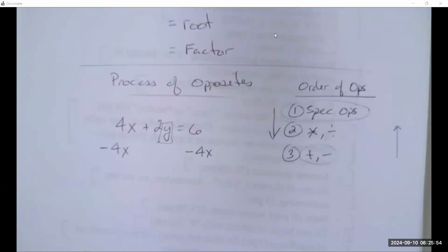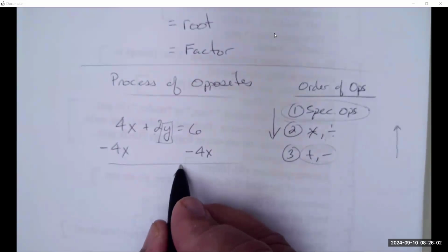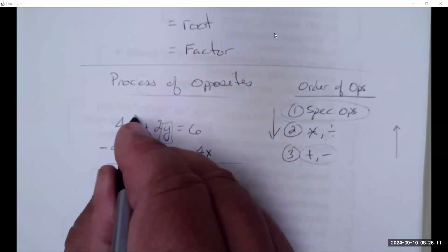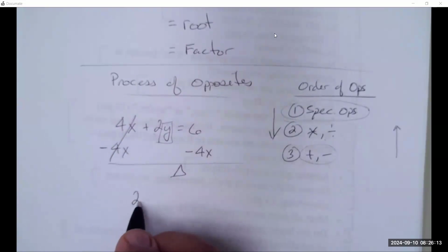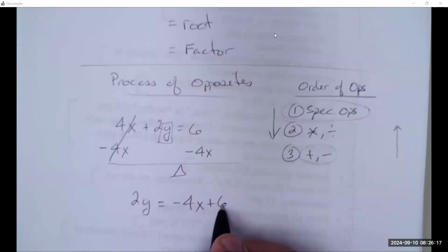Why do we do it to both sides? Right, because the equal sign is actually a balance beam. The golden rule: whatever you do to one side, do to the other side. So we end up with 2y equals negative 4x plus 6.